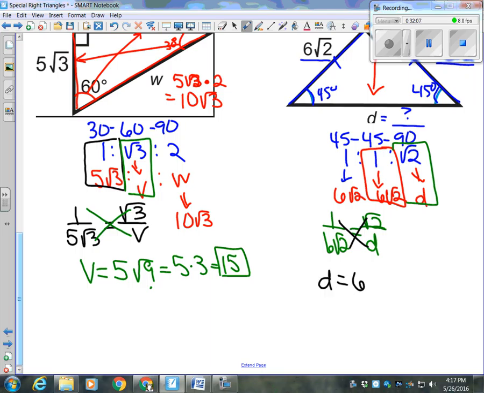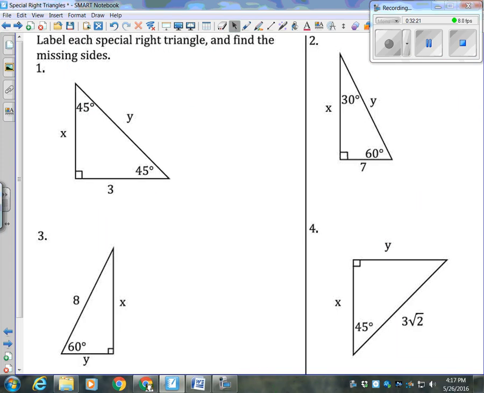D is equal to 6 times the square root of 2 times the square root of 2, which becomes square root of 4. This becomes 6 times 2, which becomes 12. So D is 12. Hopefully that has gotten you well on your way.